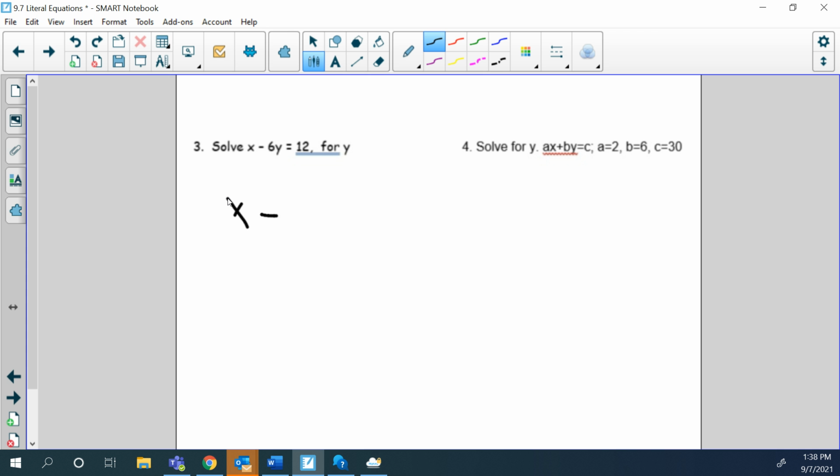We have x minus 6y is equal to 12. Again, it says solve for y. So this is my target right here. But there's a plus x right here. I've got to cancel it to get to the 6y first. So I'm going to add a negative x right here and a negative x right there.